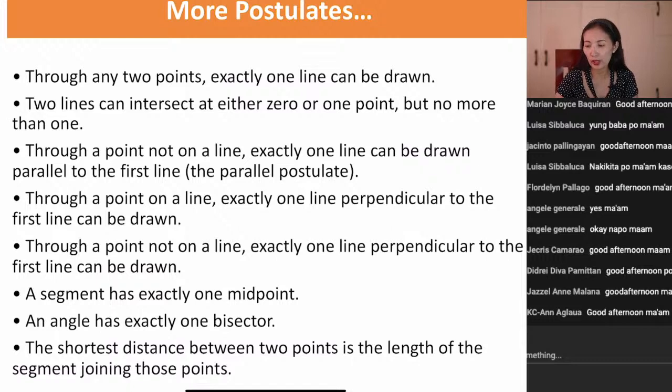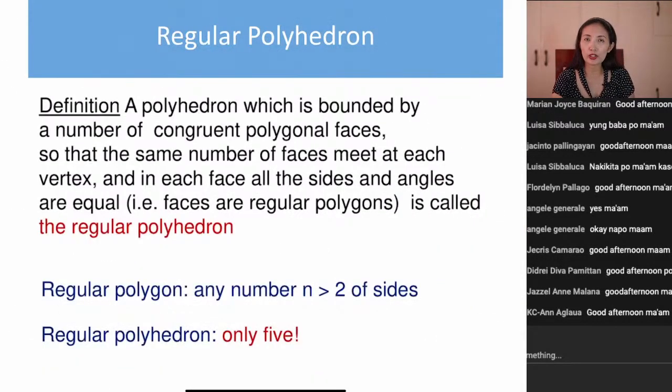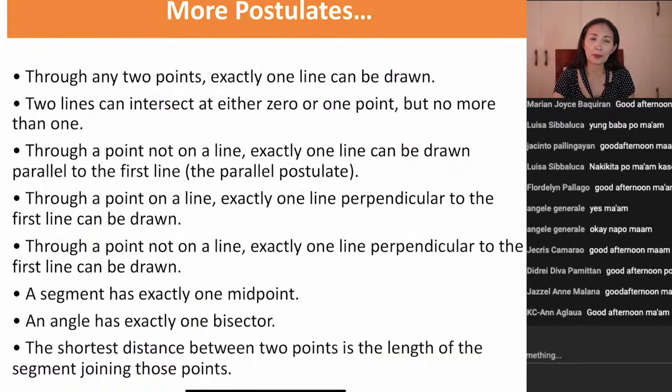These are postulates. We don't have to prove them. They are accepted as general truth. The shortest distance between 2 points is the length of the segment joining those points. Now we proceed. Some other features of Greek geometry are the following.